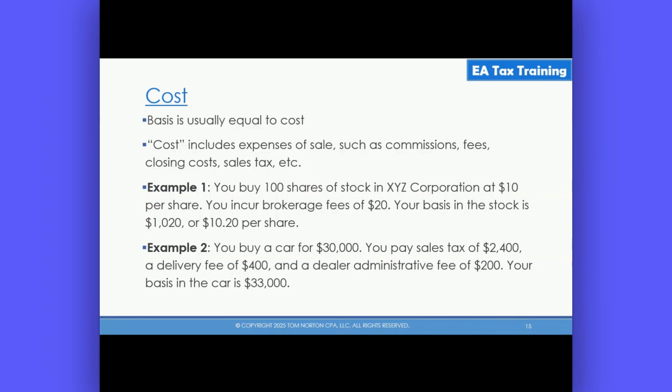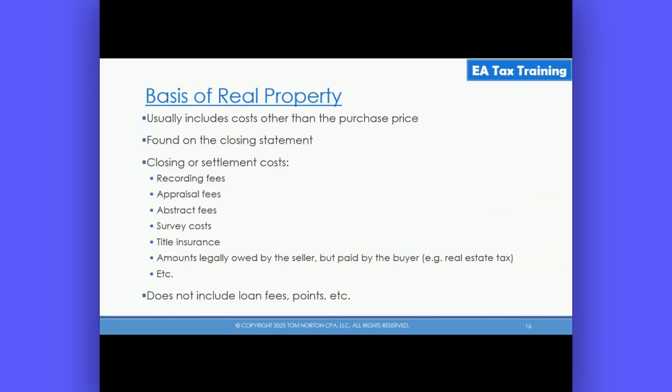So the second example there is you buy a car for $30,000. You pay sales tax of $2,400, a delivery fee of $400, and a dealer administrative fee of $200. Your basis in the car is $33,000. So even though you look at the sticker and it says $30,000, your basis is actually $33,000.